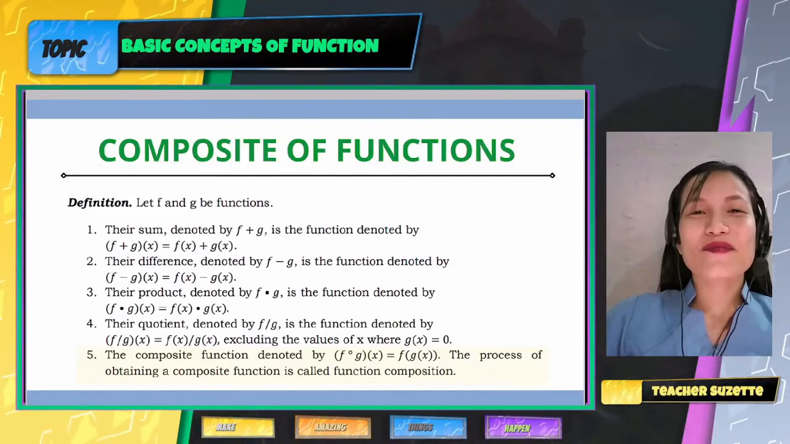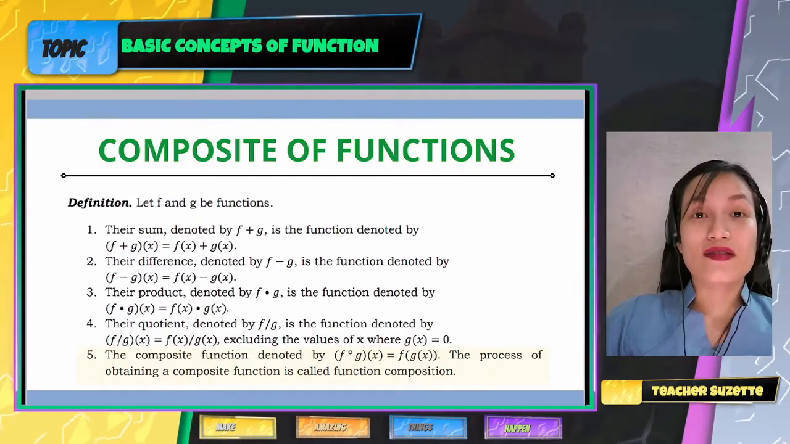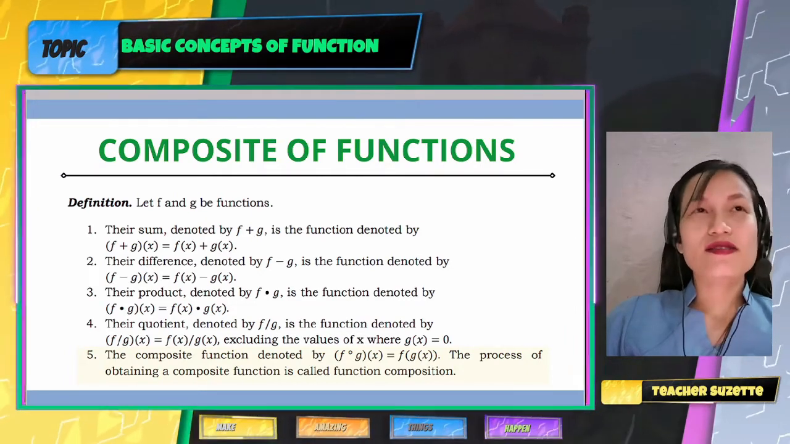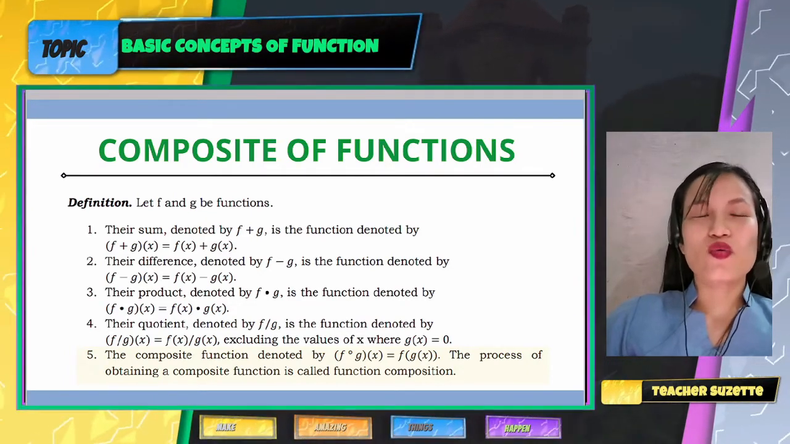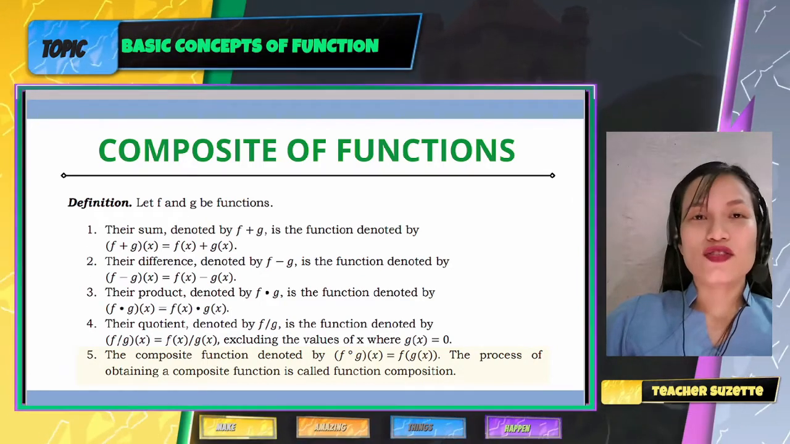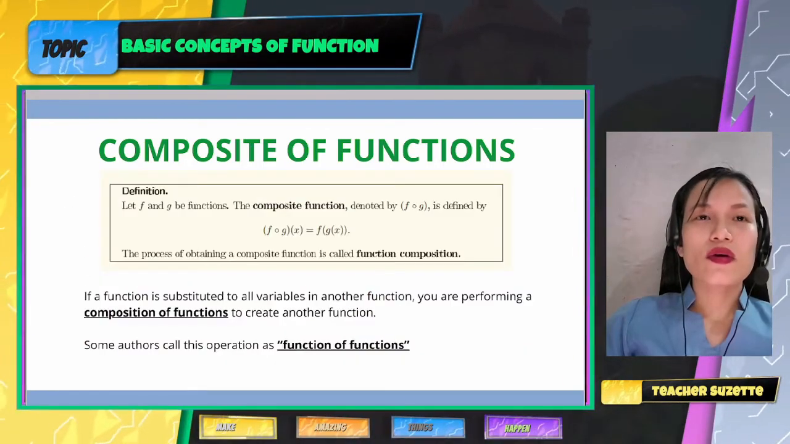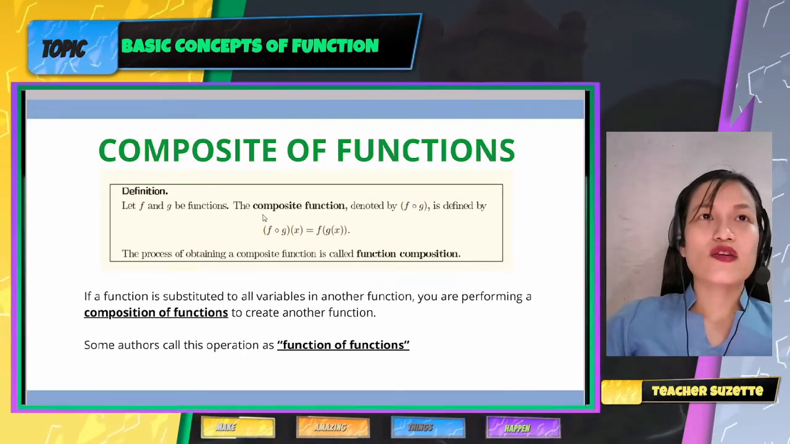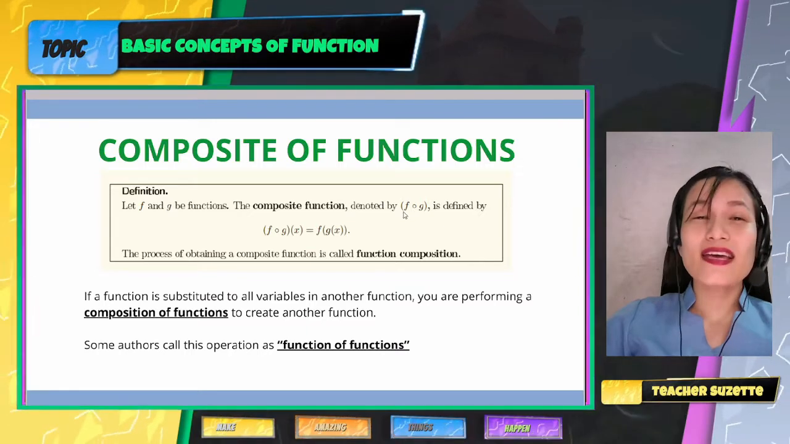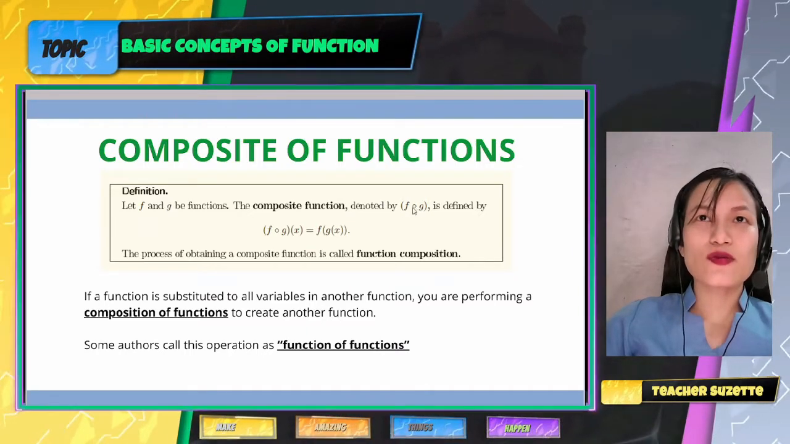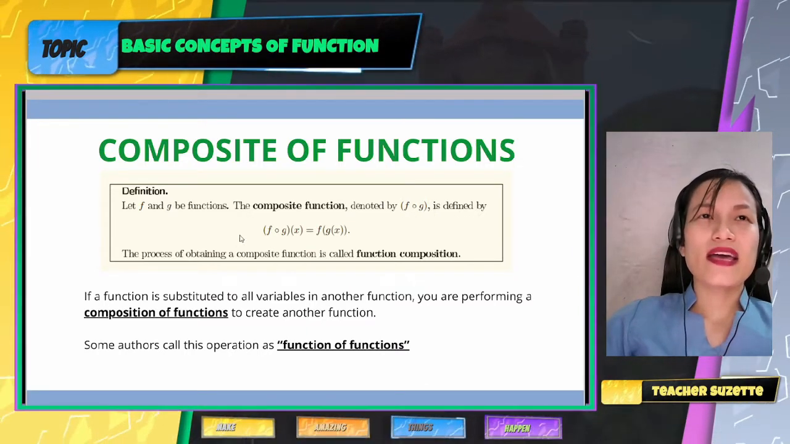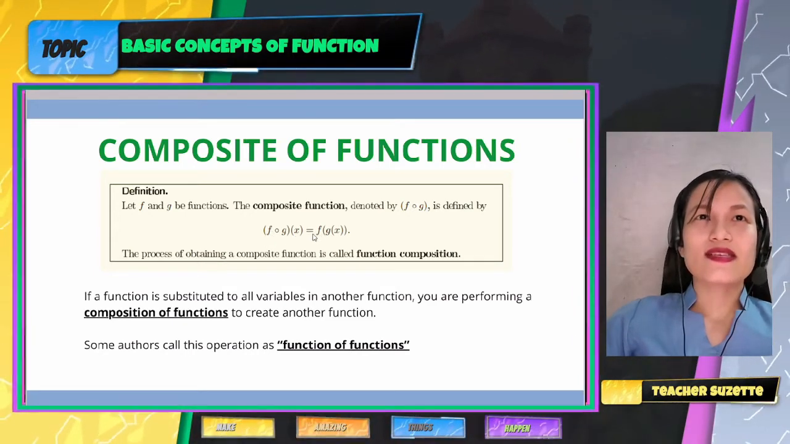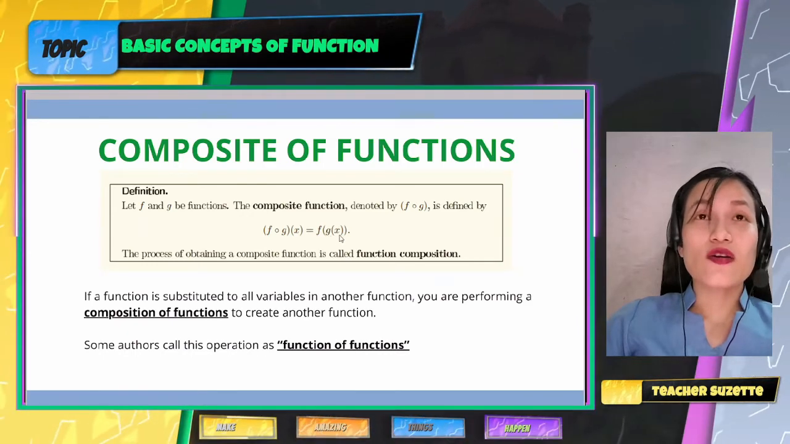Hi class, this time we are going to continue our discussions under operations of function, but particularly we are going to discuss composite of functions. So what is composite of function? If we let f and g be functions, the composition function denoted by f with g, the small circle, is defined by the composite function of f with g of x is equal to f of g of x.